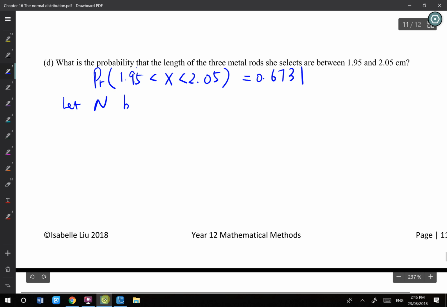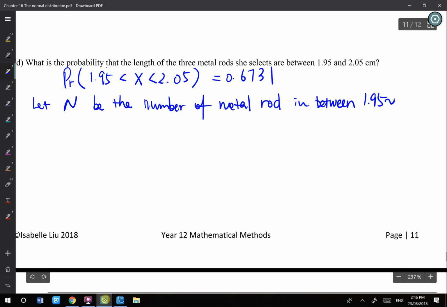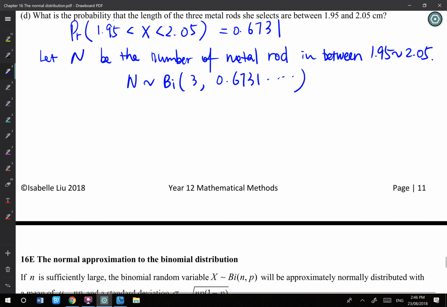So let N be, and also the probability changes as well, the number of metal rolls in between 1.95 to 2.05. So N will be a binomial distribution with 3 trials and a successful rate of this. A successful rate of this, but there will be more decimals after that.